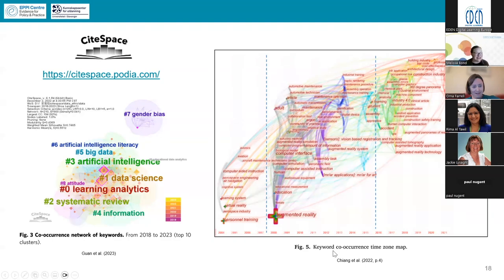But anyway, here's another really creative way of being able to visualize and map concepts across time. So again, they used CiteSpace and they created this keyword co-occurrence time zone map. And you can see how different concepts started appearing, when they started appearing across time, and how strong those mentions were. Which is another really interesting and creative way of being able to visualize research.